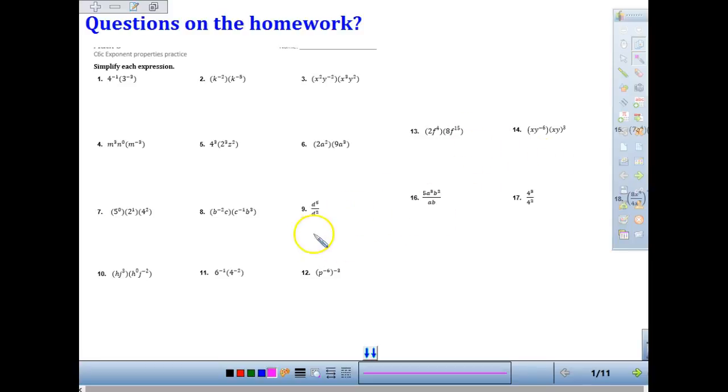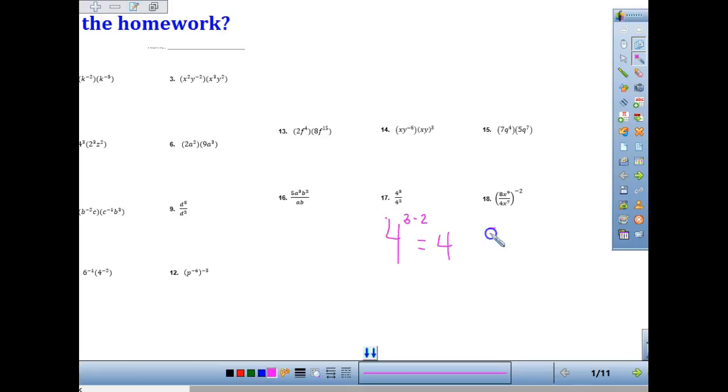Questions. As I look at number 17, you had 4 to the third divided by 4 to the second. The rule says that if we are dividing, we should subtract our exponents, which just leaves us with 4.